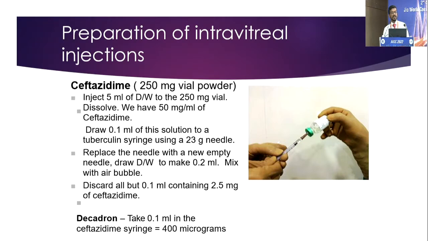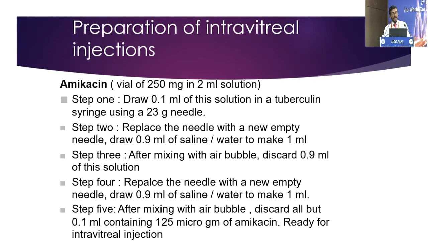The second is ceftazidime. It comes in a 250 milligram vial of powder. We take 5 ml. The same protocol is followed, 0.1 diluted to 0.2, and this gives around 2.5 mg. The dose is 2.25, but we give around 2.5 mg in 0.1 ml. This can also be diluted with Decadron, that is dexamethasone, so that we also give 400 microgram of dexamethasone along with ceftazidime. Amikacin can also be used, but generally not preferred over ceftazidime.